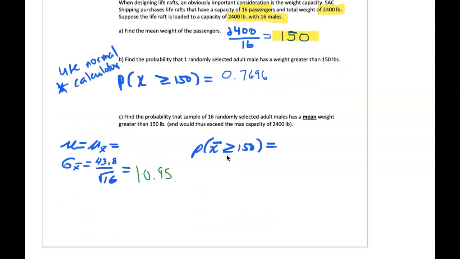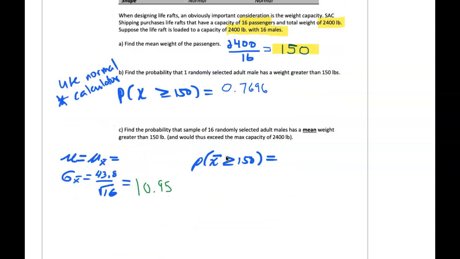Now, let's look at this updated question. Find the probability that the sample of 16 males has a mean weight greater than 150. We care about that because if that's true, then we know we're going to be above capacity. They won't fit on the boat if their mean weight is greater than 150. To calculate that, notice it's an X bar, that the mean is greater than 150. We're looking at a sampling distribution. I need to calculate the standard error.